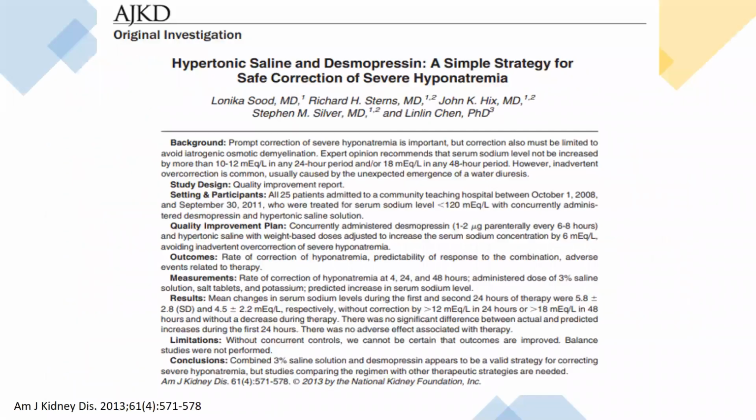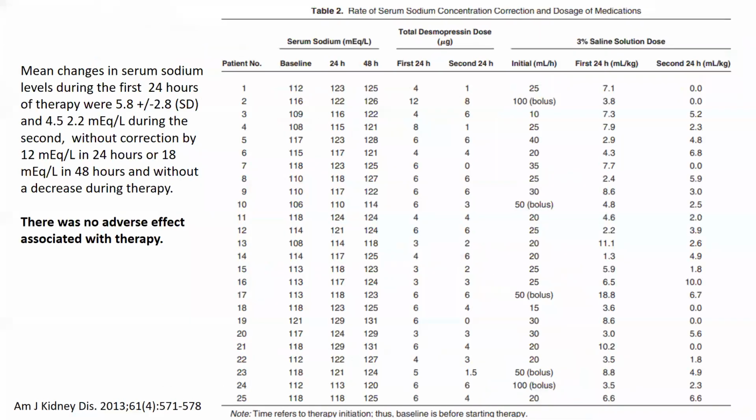This other study was done only on patients where they used the proactive strategy. They had 25 patients admitted to the hospital with sodium less than 120. They gave all the patients 3% and D5, and those were 20 patients. And if you see, the level of increase in the serum sodium was 5.8 plus or minus 2.8, so it was reasonable in all these patients, and there was no adverse event in this study for any patient.